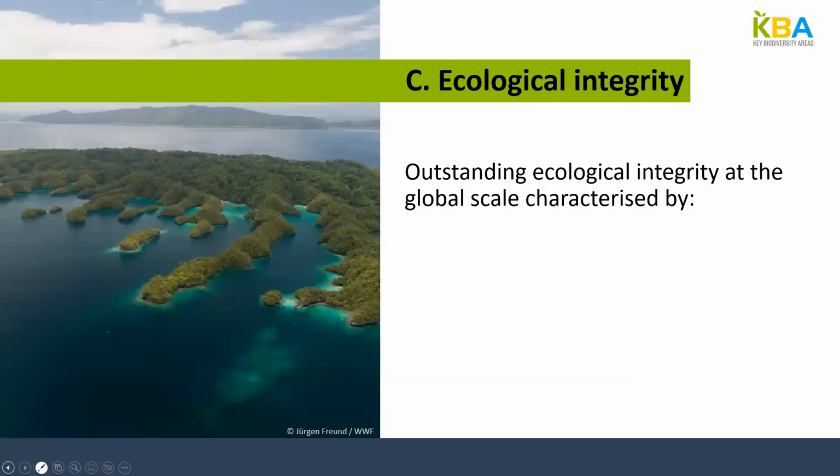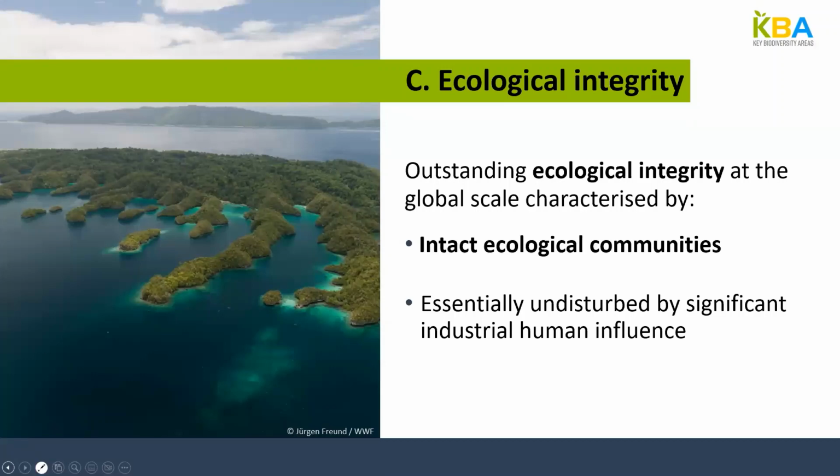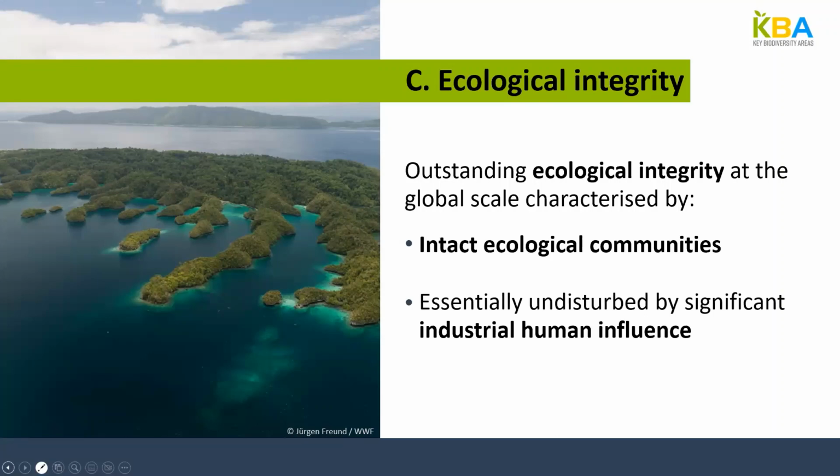So, Criterion C sites are sites which have outstanding ecological integrity at the global scale. This means that these sites are characterized by having intact ecological communities and by basically being undisturbed by industrial human influence. So there are three key phrases that I would like to bring your attention to: ecological integrity, intact ecological communities, and industrial human influence.